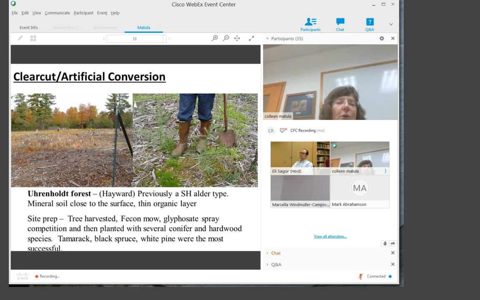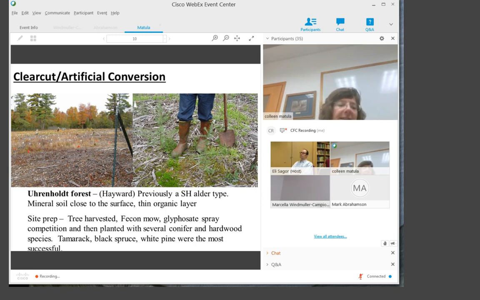The third method that I'd like to go over is clear cut with artificial regeneration conversion, the supplemental planting. This is over in Hayward that we tried. This is on a small site, only about 2 acres, but it was previously a swamp hardwood black ash alder type. And what's so special about this site is, usually in black ash, you have deep organic soils. But at this site, the mineral soil was close to the surface and there was a thin organic layer.